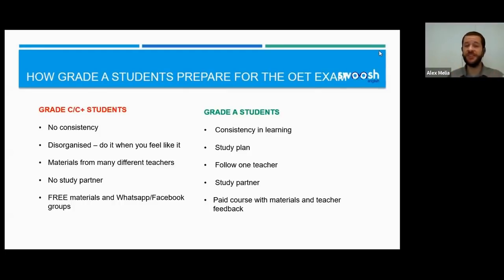So if you're preparing 6 days a week and you're doing it months in advance, then you are so much more likely to pass first time compared to the students who are just doing once a week.